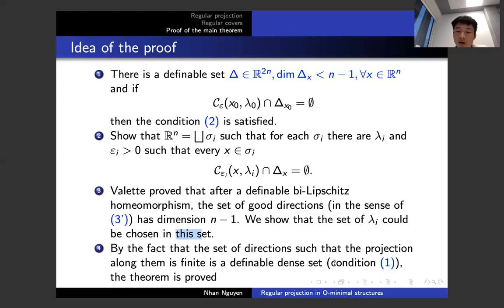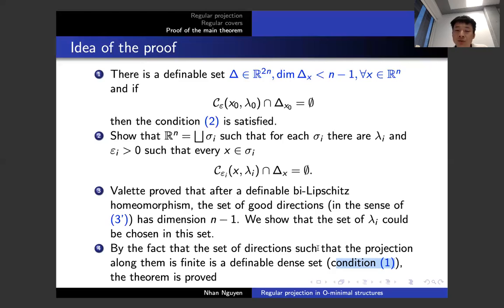And for condition 1, this is easier by the fact that the set of directions such that the projection along this direction is finite is a definable set in Rn minus 1. That allows us to make the set of good directions a little bit smaller in such a way that all the good directions we are choosing satisfy that the projection along them is a finite map.